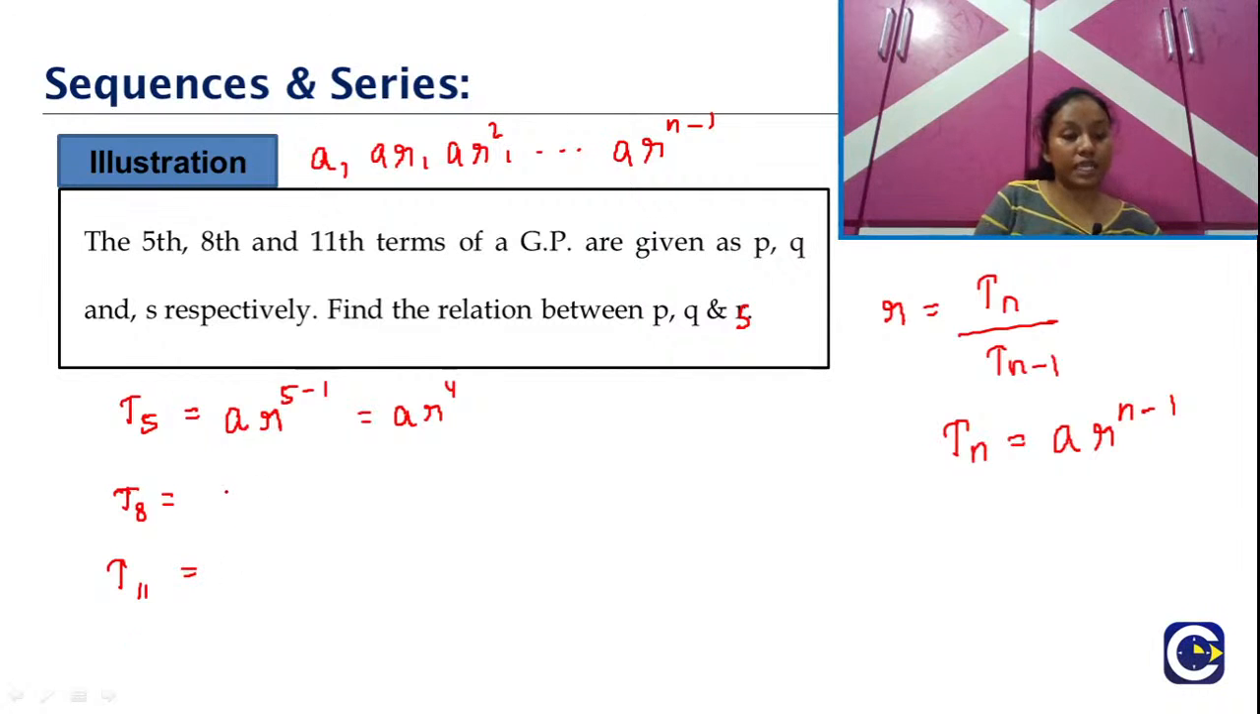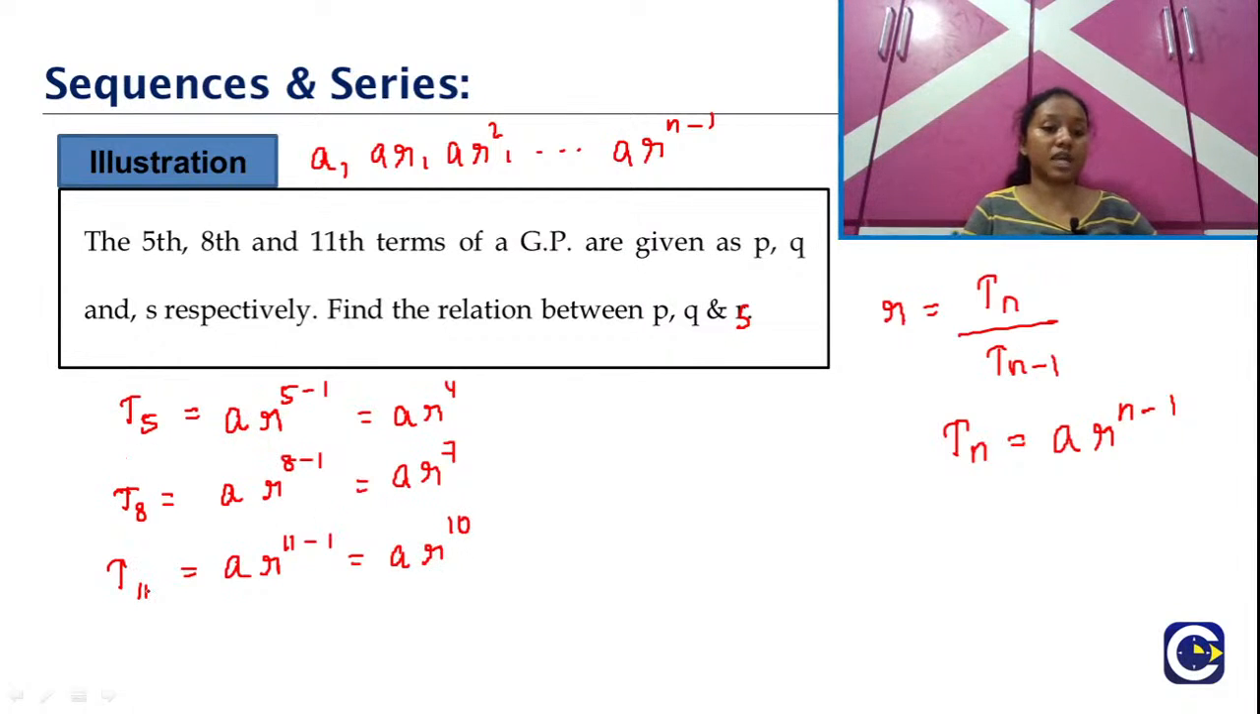So let's write the eighth term also. It will be a into r power 8 minus 1, which is a into r power 7. And for the 11th, it will be a into r power 11 minus 1, that means a into r power 10. So this is my fifth term, eighth term as well as 11th term.